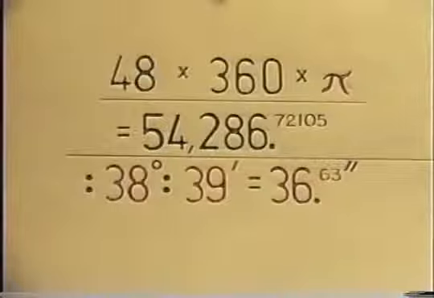48 posts, a 360-degree circle, yeah, they knew degrees, and pi. And we find that figure which actually shows us Woodhenge's latitude north of the equator.